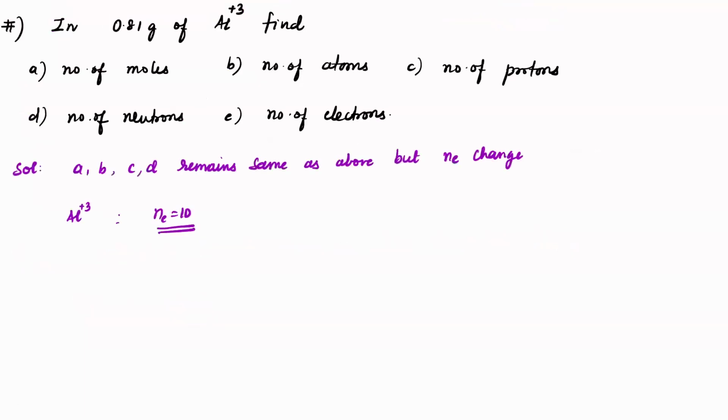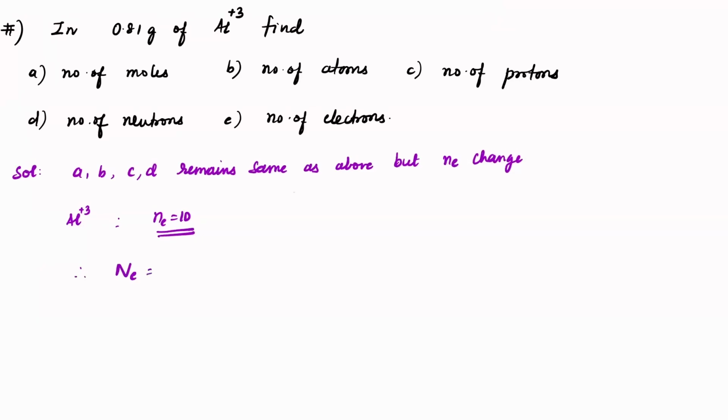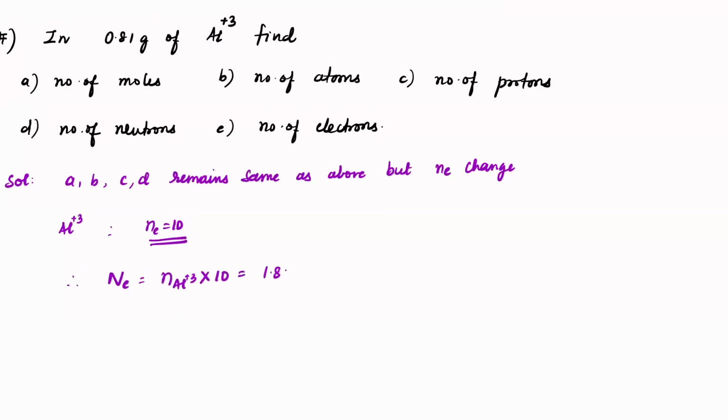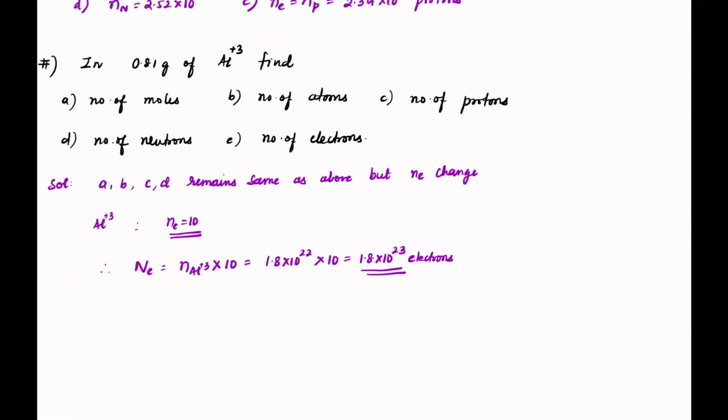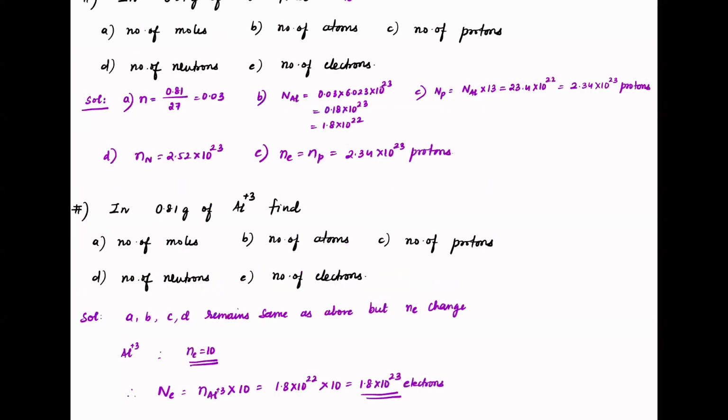Therefore, the total number of electrons, capital N and E, will be equal to the number of moles of Al plus 3 multiplied by 10. How many moles will you have? 1.8 into 10 raised to the power of 22, which we already got, into 10. So that is 1.8 into 10 raised to the power of 23 electrons. Is this part clear? Everybody?